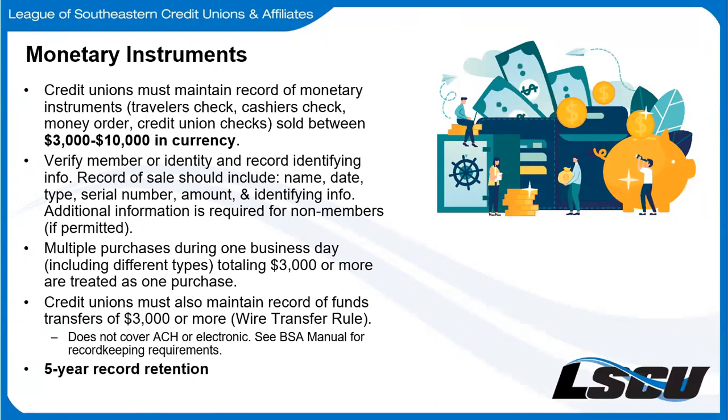Just like our CTRs, we record multiple purchases during one business day, including different types, treated as one purchase when they are totaling $3,000 or more. And we also have to follow the wire transfer rule when it comes to $3,000 or more. As a reminder, this does not cover ACH or electronic materials, and a 5-year record retention.